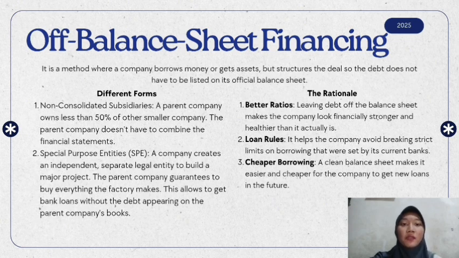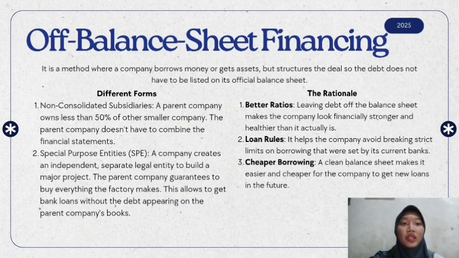And the second is special purpose entities. A company creates an independent, separate legal entity to build a major project. The parent company guarantees to pay for everything the factory makes. This allows it to get bank loans without the debt appearing on the parent company's books.